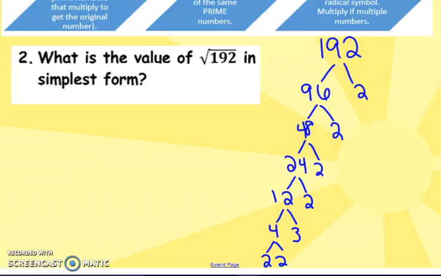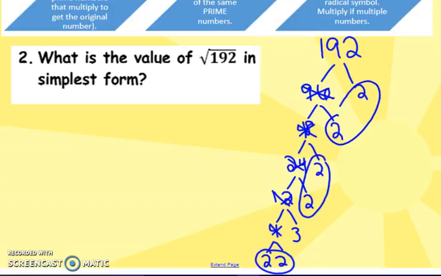Now, from here, we want to cross out all those non-prime numbers. So anything that does not have stems coming off of it. 96, 48, 24, 12, and 4. All my other numbers do not have stems coming off of it, so they are prime. Now we need to circle pairs. Well, if I look, I have a pair of 2s at the bottom. I have a pair of 2s right here, and I have a pair of 2s right here. That 3 doesn't have a pair, so we're just not going to circle it.